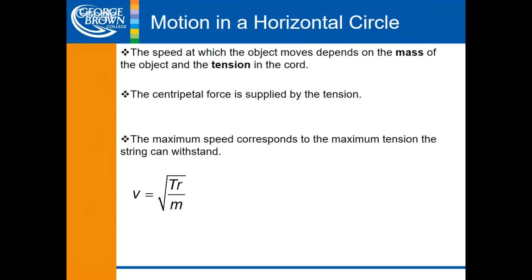So what does this mean? That means the greater the mass, right? That number gets bigger and bigger. Then the velocity is going to get smaller and smaller, right? Because it's heavier. Smaller mass means faster, right? And that makes sense for the same tension. All right, so that's what that formula is all about.